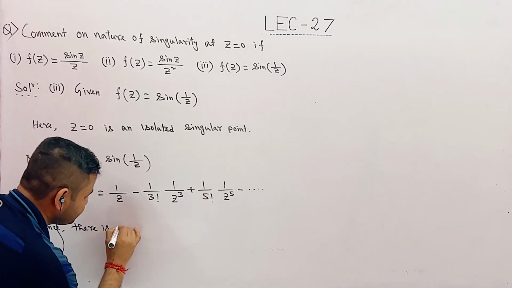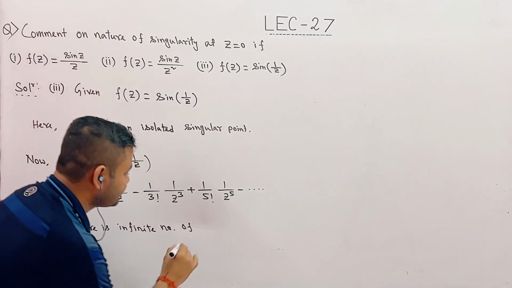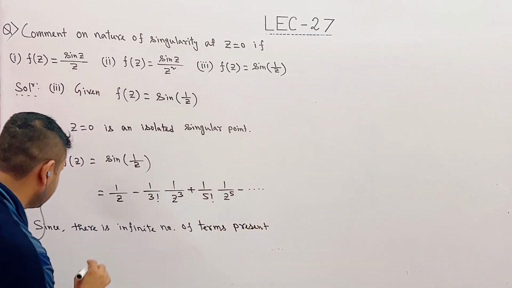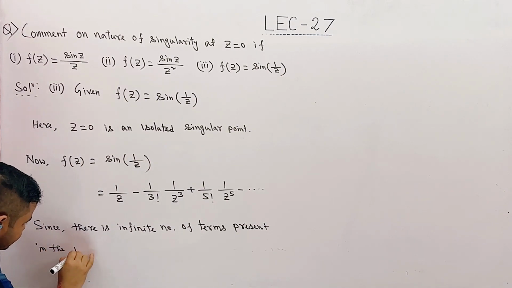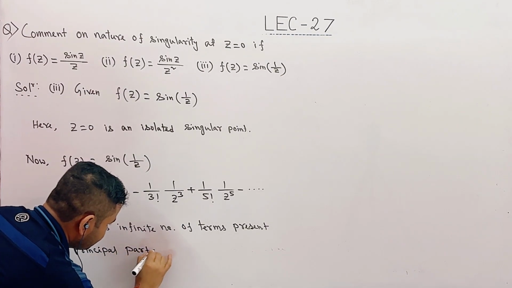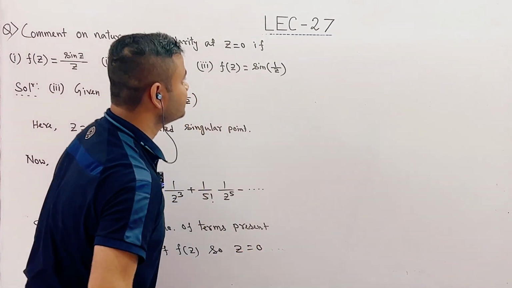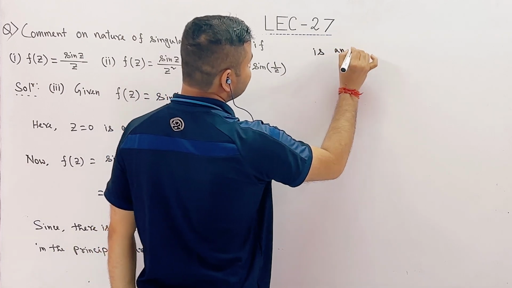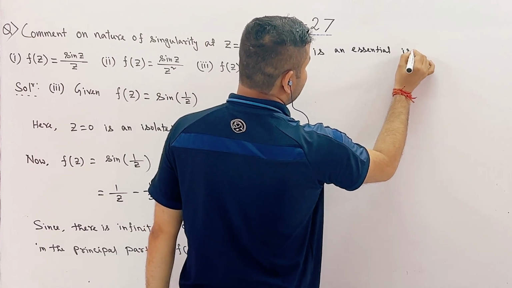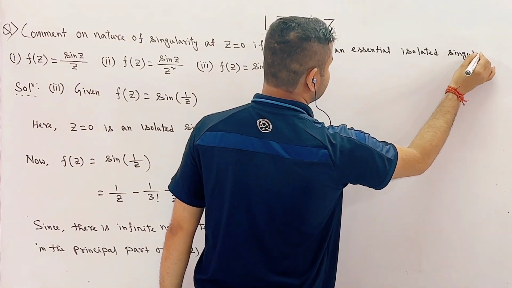Since there is an infinite number of terms present in the principal part of f of z, so z equal to 0 is an essential isolated singular point.